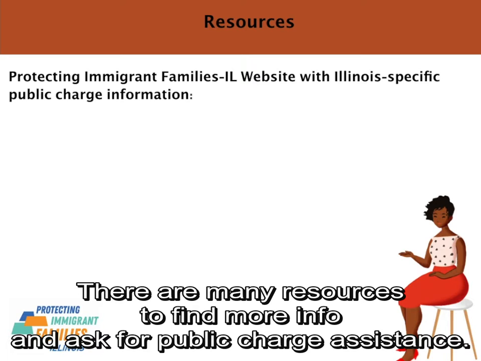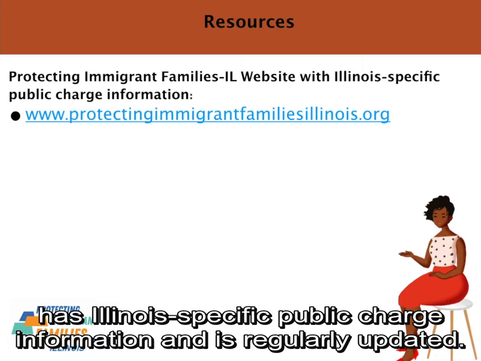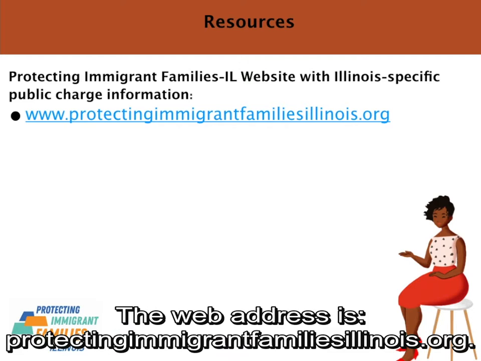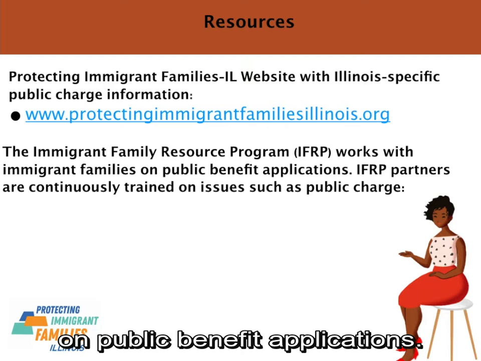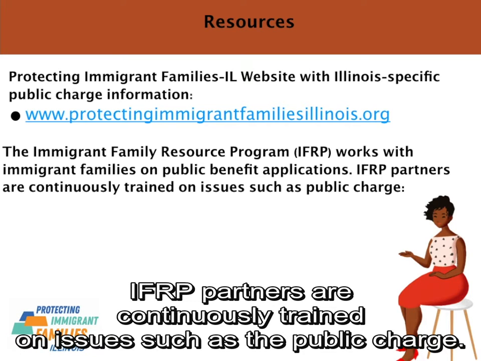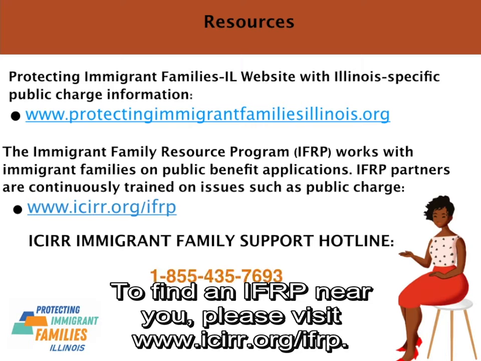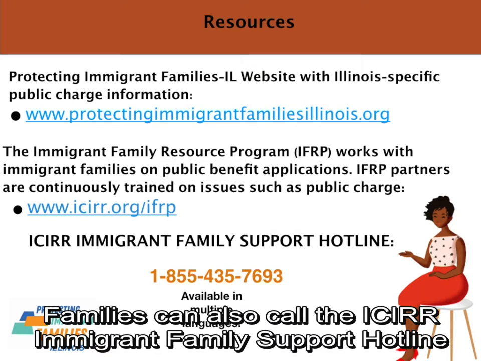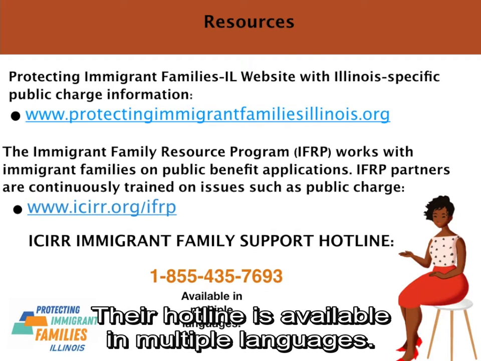There are many resources to find more information and to ask for public charge assistance. The Protecting Immigrant Families Illinois website has Illinois-specific public charge information and is regularly updated. The web address is protectingimmigrantfamiliesillinois.org. The Immigrant Family Resource Program works with immigrant families on public benefit applications. IFRP partners are continuously trained on issues such as public charge. To find an IFRP near you, please visit www.icirr.org/IFRP. Families can also call the ICIRR Immigrant Family Support Hotline if they have any questions or would like more information. The number is 1-855-435-7693. Their hotline is available in multiple languages.